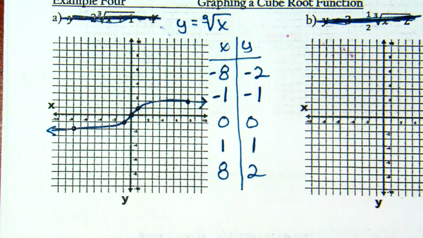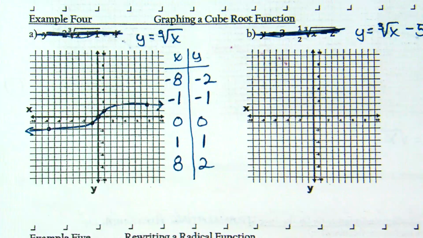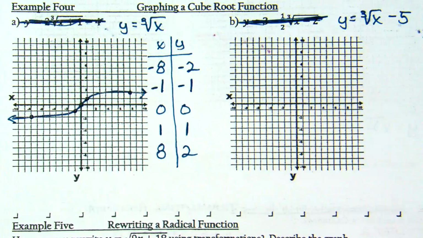B, I tried to make easy. Just get you guys the basics. Y equals the cube root of x minus 5. What do you know? Take the graph we just drew and move it down 5. You got it. Again, just trying to get you guys the basics about these cubes, not trying to get fancy.